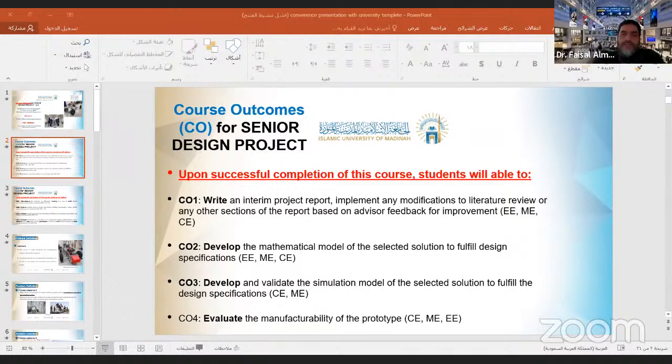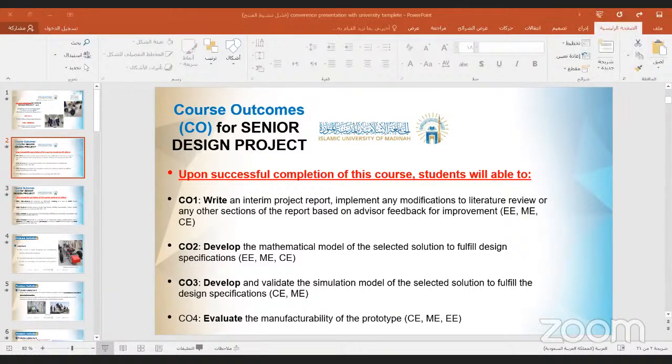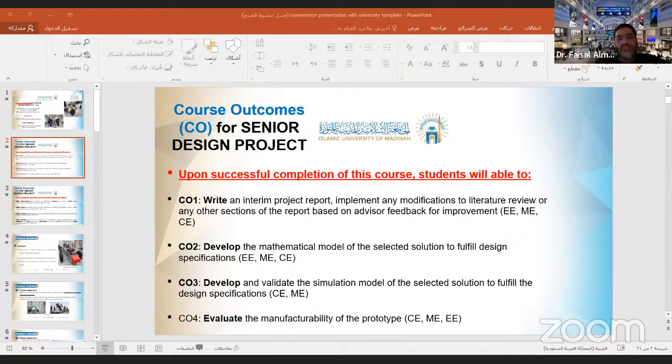Okay. First of all, how are you all? Actually, I'm trying to share with you something that we have done in the College of Engineering in the Islamic University of Medina, where we are an OBD school and also accredited by ABET. We have this senior design project, which is very famous in mechanical engineering, where we have the outcomes that we need to achieve in our project.